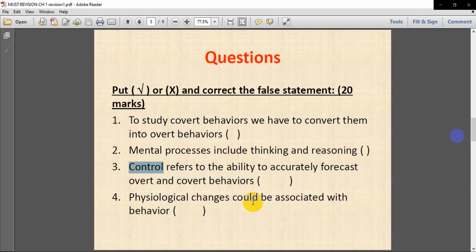Physiological changes could be associated with behavior. Yes, sure. Physiological changes could be associated with the behavior. So our subject matter of psychology, as I said a few minutes ago: number one, overt behavior; number two, covert behavior; number three, physiological changes or physiological variables that are correlated with behavior. Either we are talking about overt behavior or covert behavior.